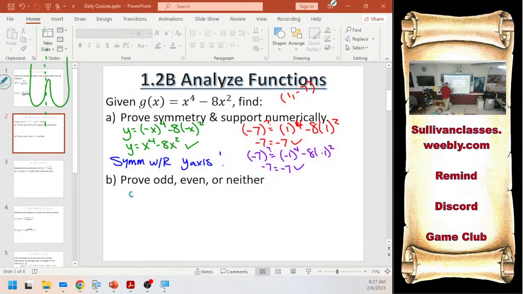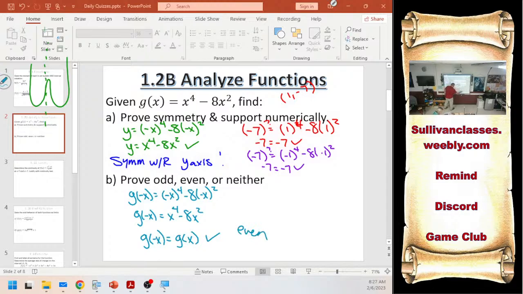I have g of x is this, so I'm going to plug in a negative x, getting negative x to the 4th minus 8 times negative x squared, which is x to the 4th minus 8x squared, which was the exact same thing. So g of negative x is g of x. I have shown that if I plug in a negative x and find g of negative x, I still get my original g of x.